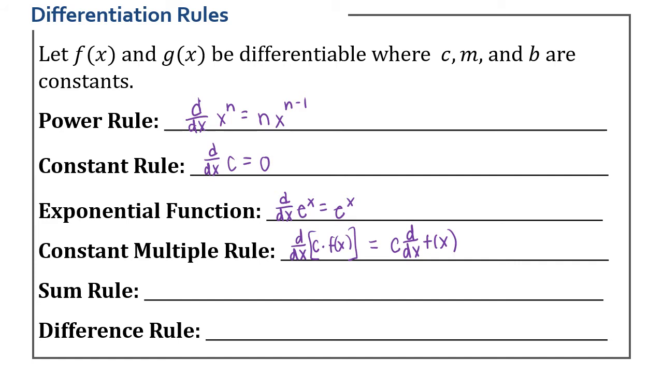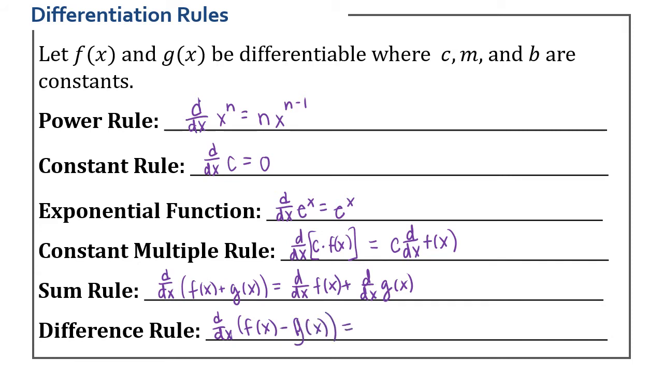The sum rule is if you're adding two functions together, you can just take the derivative of the first function plus the derivative of the second function. And you'll see why this comes into play and makes our lives a little bit easier with some more complicated functions. And then the difference rule is the same thing. If you're subtracting two functions and you're taking the derivative of that, you can take the derivative of the first function and then subtract the derivative of the second function from it.